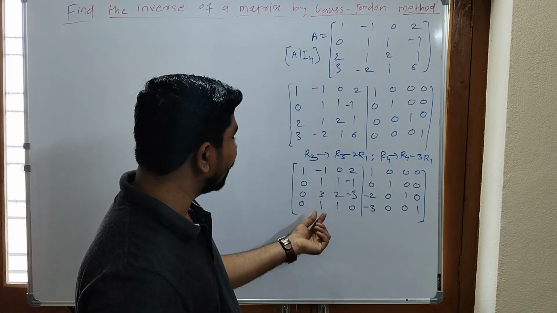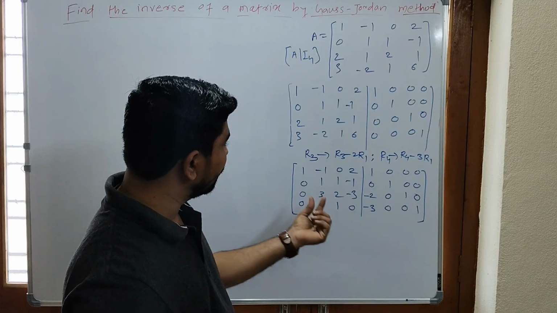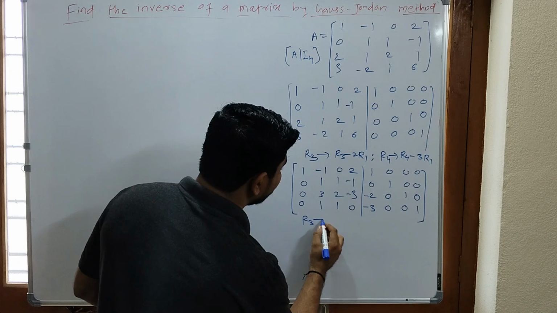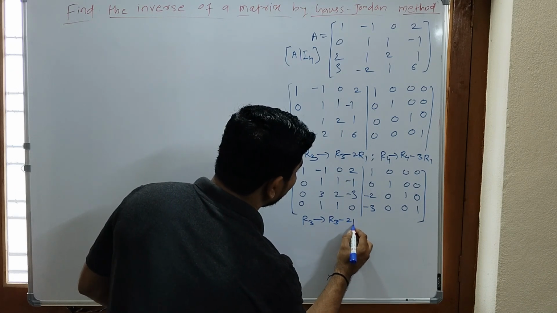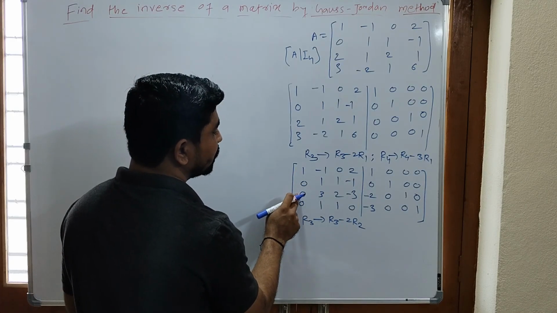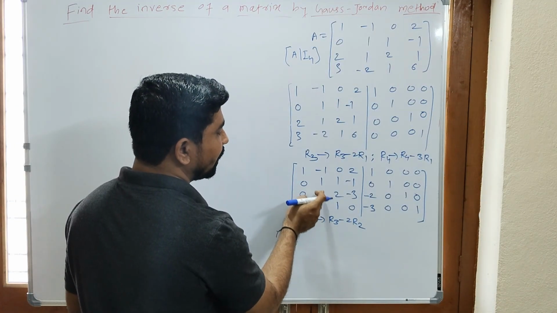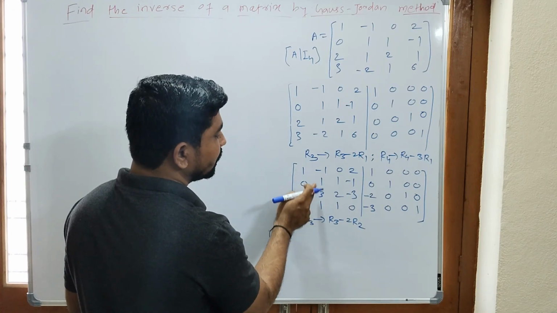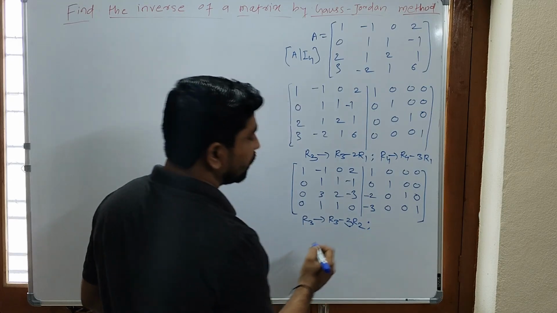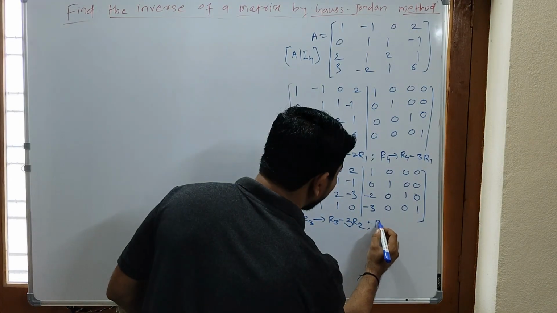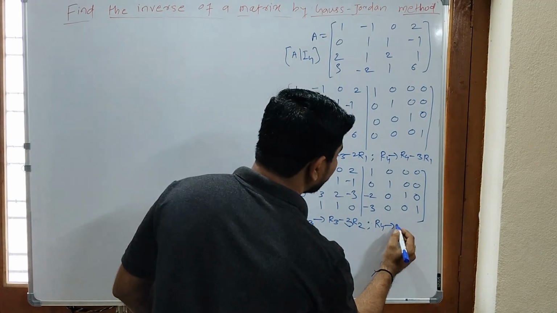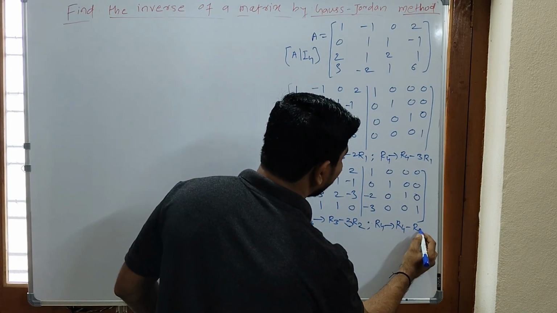Now this becomes 0. Now I want to apply an elementary operation. Here, this is R1, this is R2, this is R3 and this is R4. R3 changes to R3 minus 3 times R2. This is my first elementary row operation, and the second elementary operation is here R4 changes to R4 minus R2.